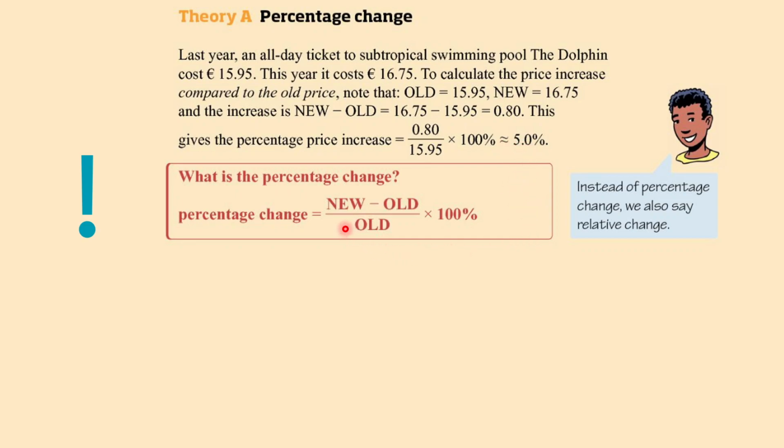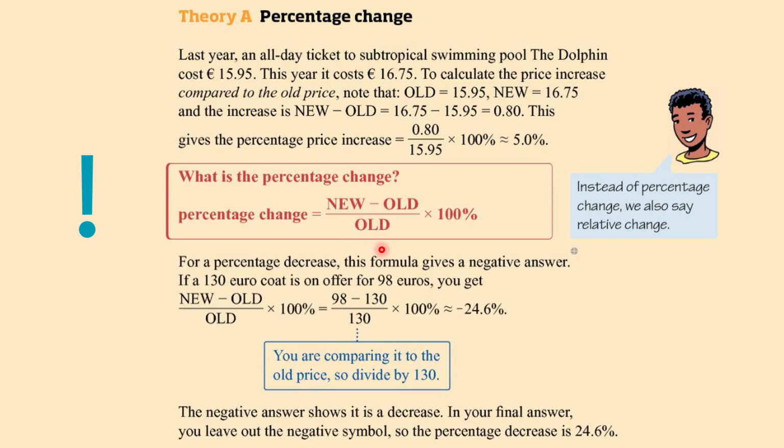This works when new is bigger than old, then you have an increase, but also when old is bigger than new, which means you have a decrease. What you then get is a negative number here. And I do want you to leave out the negative symbol in your final answer and write it as: I have a percentage decrease of 24.6%. Okay? Always try to figure out what new and old is.